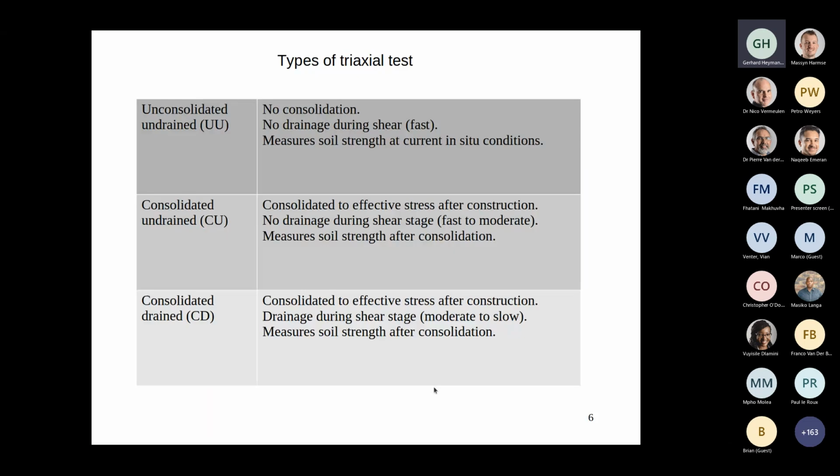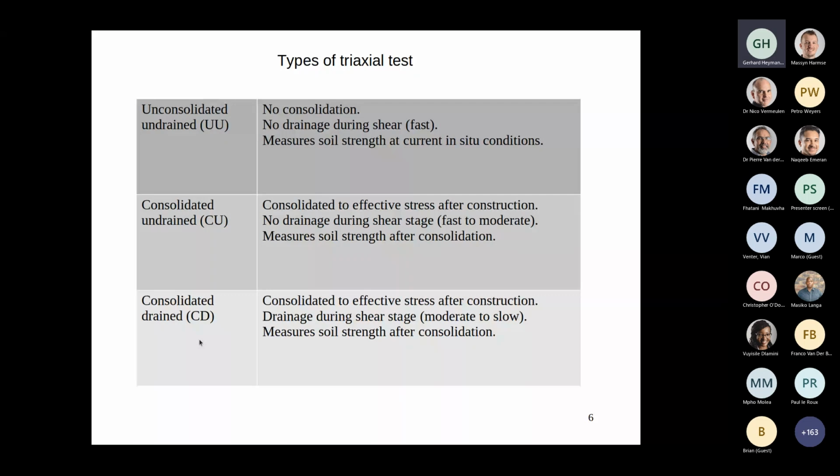And these names should be familiar to most of you. The first is what we call an unconsolidated undrained triaxial test, or a UU test. The second is a consolidated undrained test, or a CU test, or a consolidated drained test, a CD test. So for the unconsolidated undrained test, we will keep the drainage valve closed during both the consolidation stage and the shear stage. Consolidated undrained, we'll have the drainage valve open during the consolidation stage, but closed during the shear stage. And consolidated drained will have the valve open for both stages. Okay.